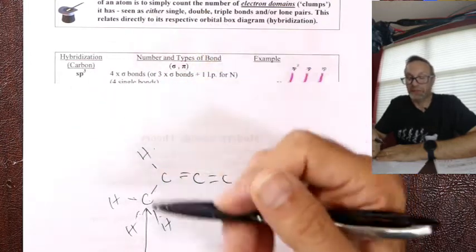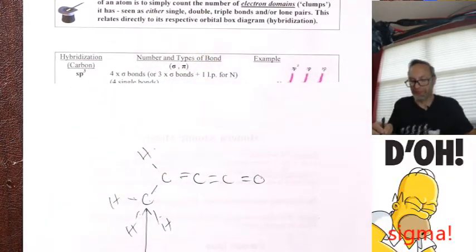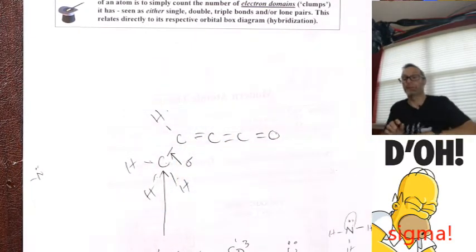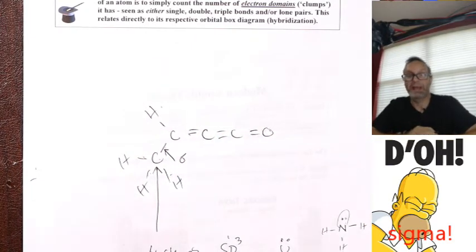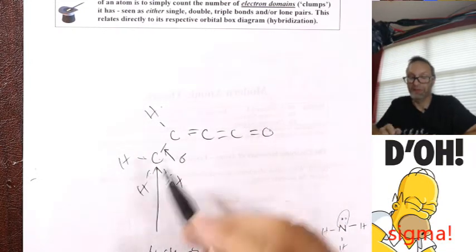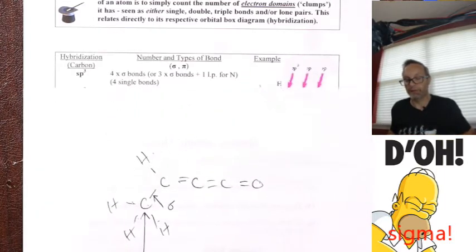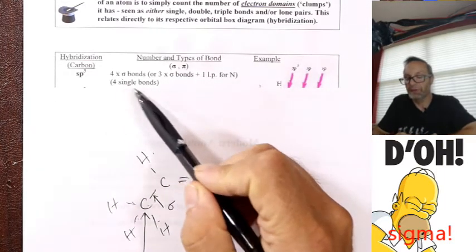Okay, each stick is what we call a pi bond. So a single stick, there's one there. A stick by itself is called a pi bond. Now that's important, right? So sp3 has 4 pi bonds when it's carbon. Okay, all right, so if we look at sp3 here, 4 single bonds.